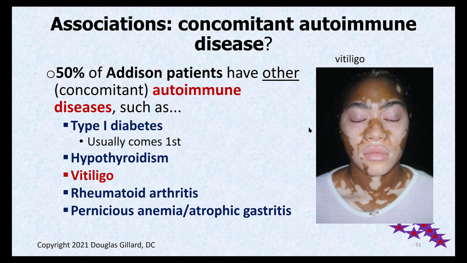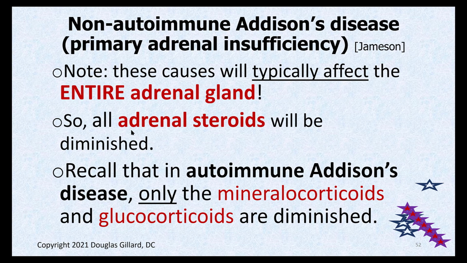There's an association. Addison's is an autoimmune attack, so they're going to have other autoimmune disease. In fact, 50% of people with Addison's disease have another autoimmune disease like type 1 diabetes, hypothyroidism, vitiligo, rheumatoid arthritis, pernicious anemia, atrophic gastritis. These are all autoimmune diseases, especially the type 1 diabetes here. So 50% is a big number.